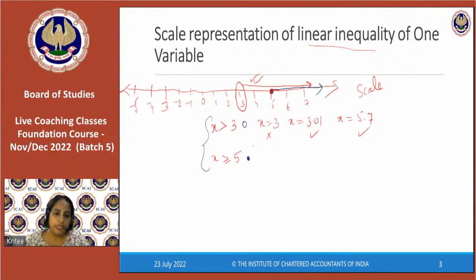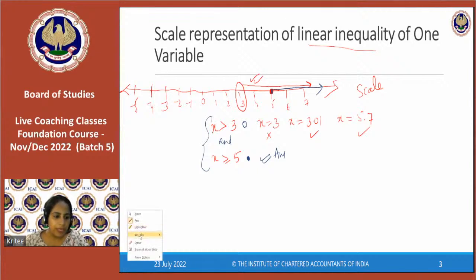So the common area between the two is x is greater than or equal to 5. Okay, I hope you're understanding this. So this common area ends up being your final answer if both the conditions are there. All right, then another example.